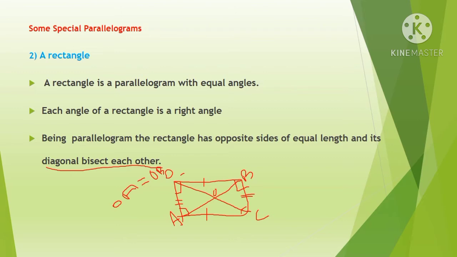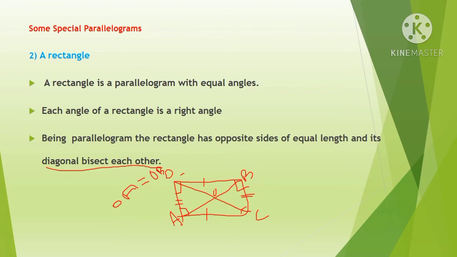Okay children. So what is the first point? A rectangle is a parallelogram with equal angles. A rectangle is also a parallelogram. Why is it also a parallelogram? Because opposite sides are equal in length. For a parallelogram, what is the definition of parallelogram, children? Opposite sides are equal in length. Opposite sides are parallel. So a rectangle is also a parallelogram with equal angles.